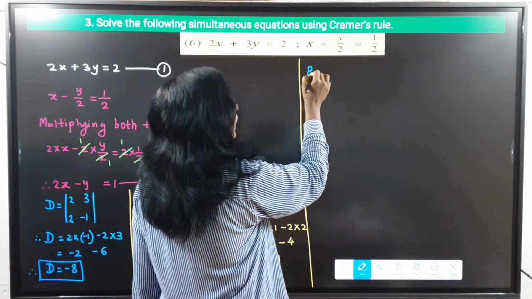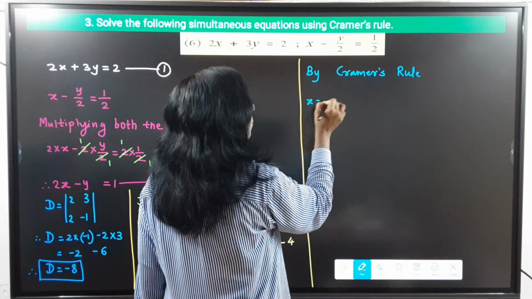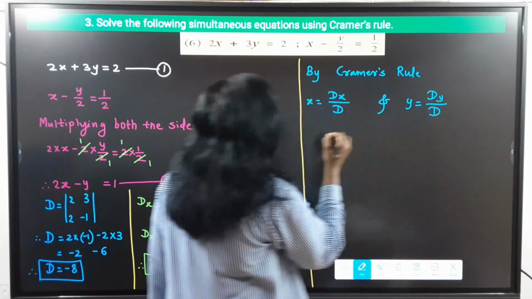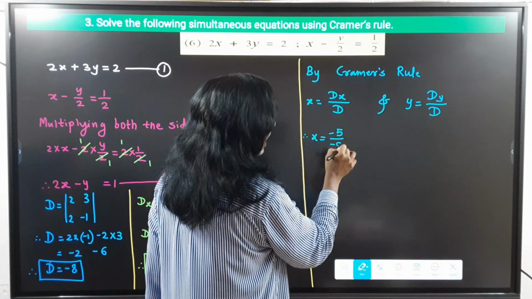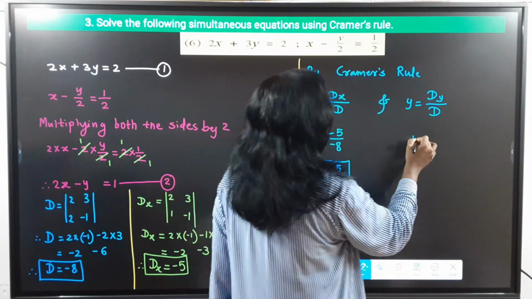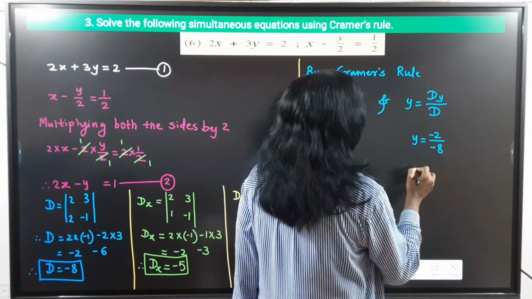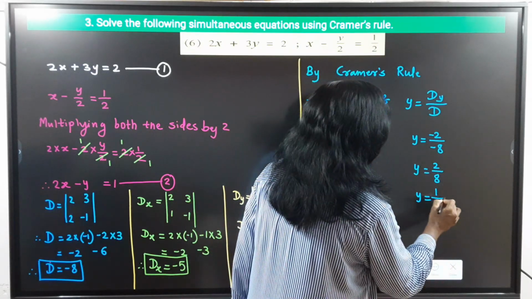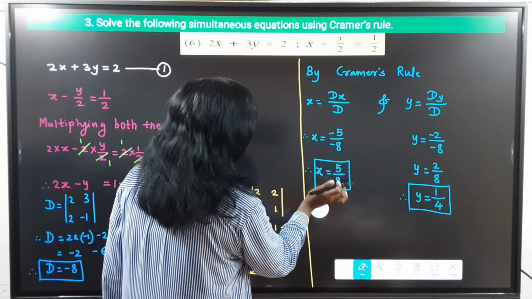So here we say by Cramer's rule, x is equal to D of x upon D and y is equal to D of y upon D. Therefore x is equal to minus 5 upon minus 8, therefore x is equal to 5 upon 8. Then y is equal to minus 2 upon minus 8, therefore y is equal to 2 upon 8. Further we simplify this fraction, so 2 ones are 2, 2 fours are 8, so y is equal to 1 upon 4.